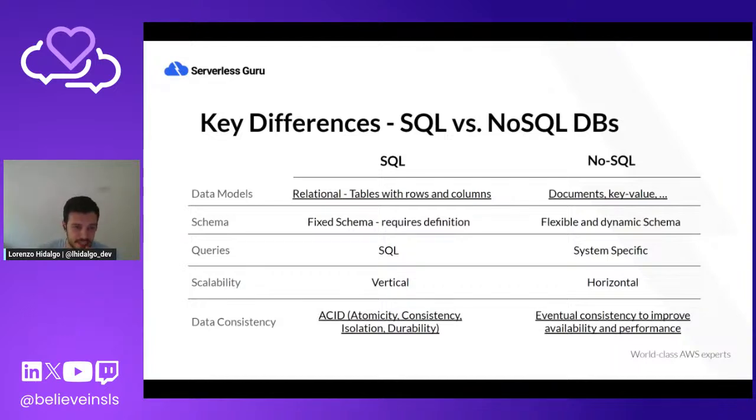The first one is data models. What I mean by data models is what type of data you are expected to, or can, store on the different databases. On SQL, it's usually only for relational data, so tables with rows and columns. With NoSQL, depending on the NoSQL database that you end up using, you can almost store anything, meaning you can store documents or key values.